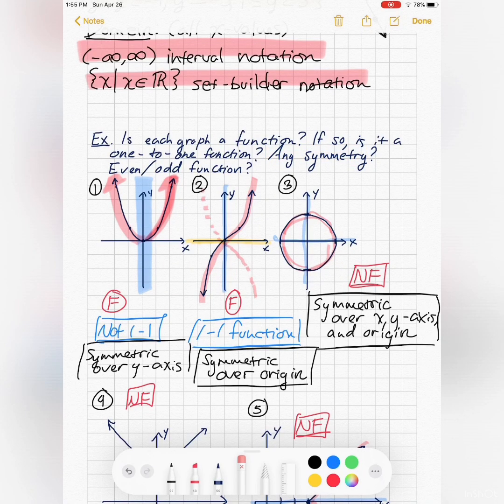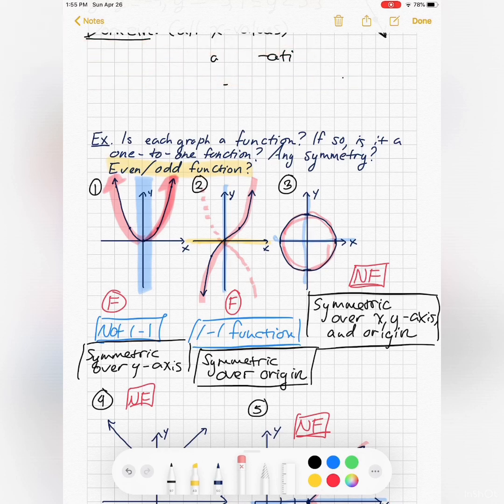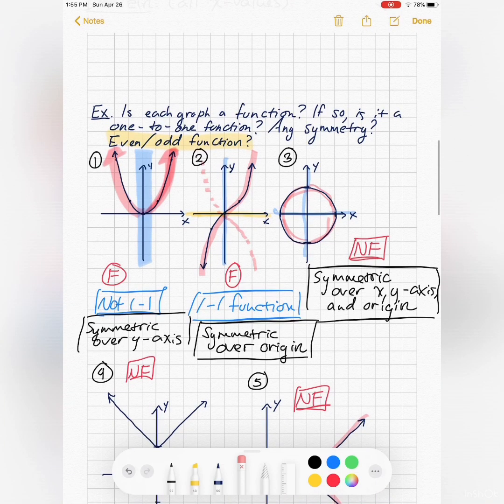One more set of terms, even and odd functions. For functions, we like to classify those as being either even, odd, or neither. We write a little explanation of that up here. Again, these terms only apply to functions. Otherwise, we don't classify.